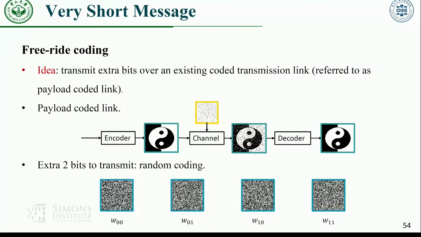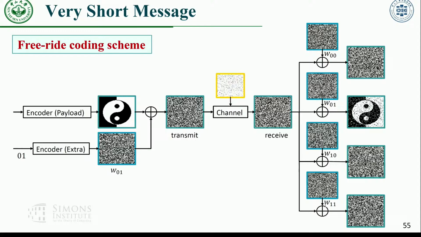We encode this very short message by random coding. Then we superimpose this codeword onto the payload codeword in the binary field. So we don't have to pay more power. We don't have to pay more bandwidth. Okay? How to decode? We guess the extra bits. And only one guess gives a meaningful decoding of the codeword. Some others, no meaning. Okay? Then we can identify the extra bits.